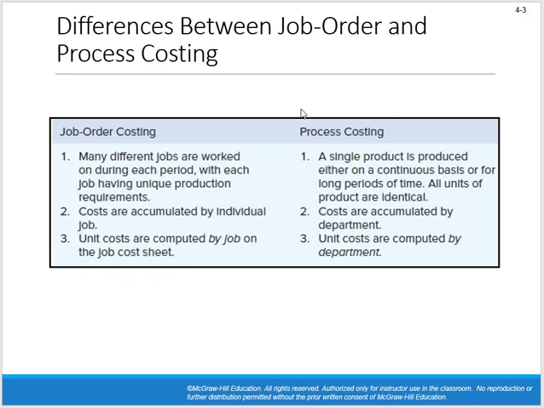In contrast, in process costing, we have a single product produced either on a continuous basis or at least for long periods of time, so in large batches, for example. All units of product are identical. Costs are accumulated by department rather than job, and unit costs are computed by department.